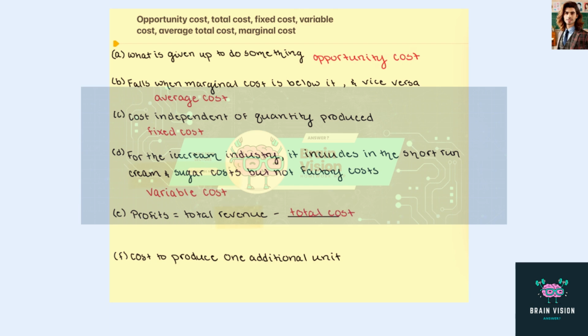Now part F here is the cost to produce one additional unit. And that's known as our marginal cost. So that is if we're producing 10 units today and we're producing 11 tomorrow, what does it cost us to produce that 11th unit, that one more unit? What does that cost? And that is known as our marginal cost.